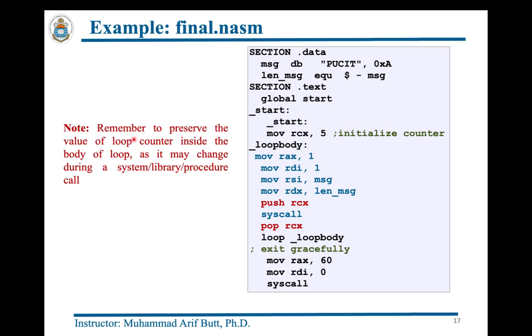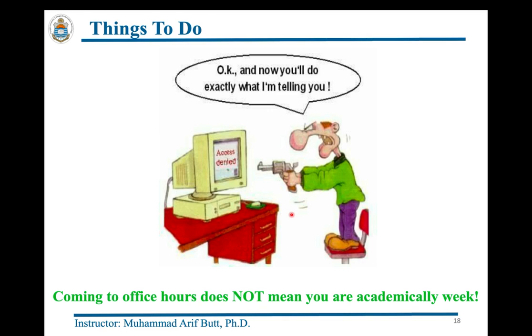And remember, you need to preserve the value of the loop counter inside the body of the loop. Apparently it appears that the RCX register is not being changed by our code. However, the system call code is changing the contents of the RCX register. So make it your habit, whenever you are making a system call, library call, or maybe an assembly procedure call, to save all those registers which you are expecting to be affected by that system or library call.